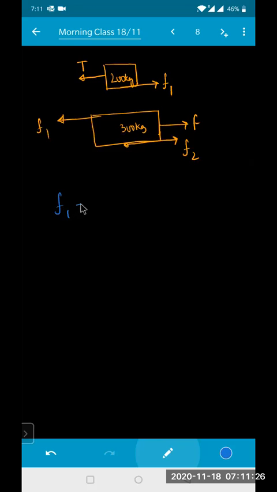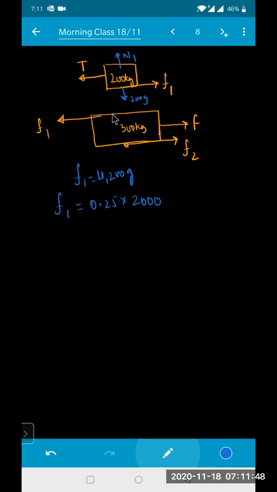F1 is equal to mu, 0.25, into 200 g. 200 g means 2000. F1 is equal to mu1 into 200 into g. The weight of this body is 200 g, and here it is the normal reaction, say N1.